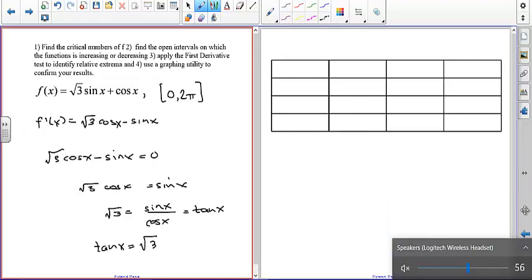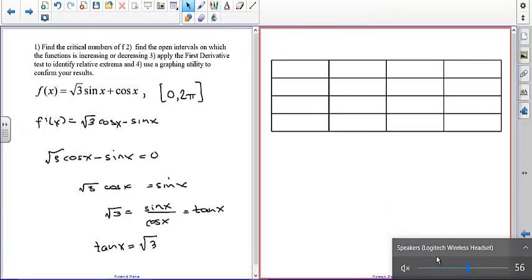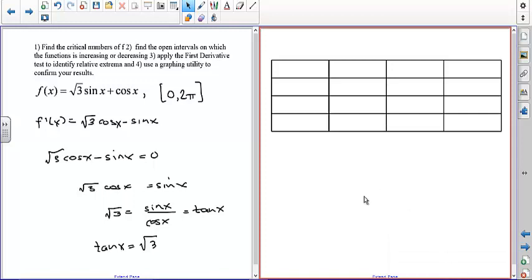Oh, I'm trying to get rid of that thing. I don't know why that won't disappear. Let's try it. There we go.